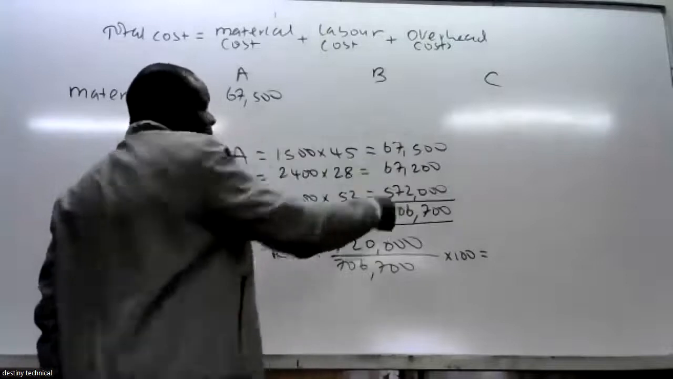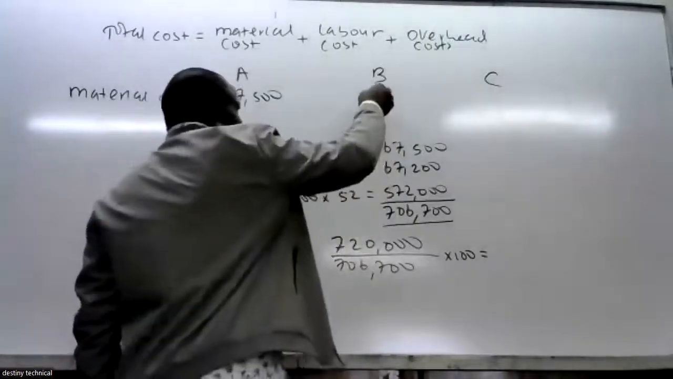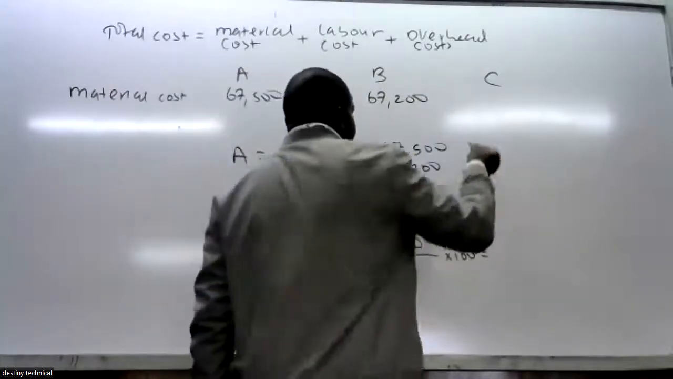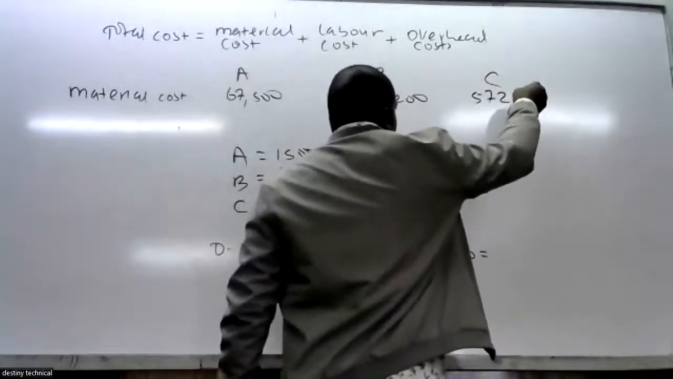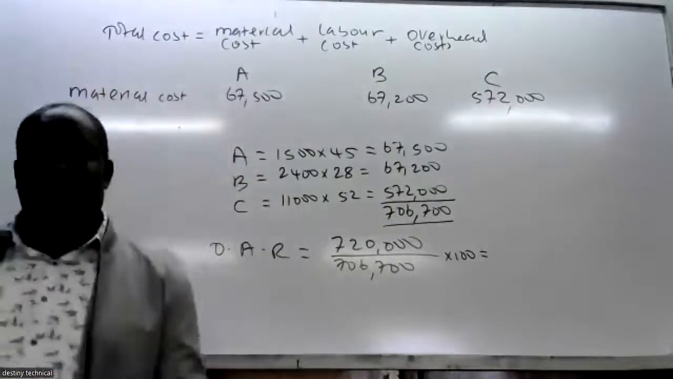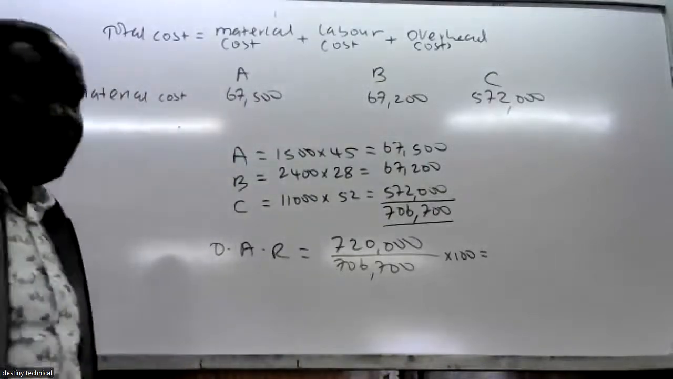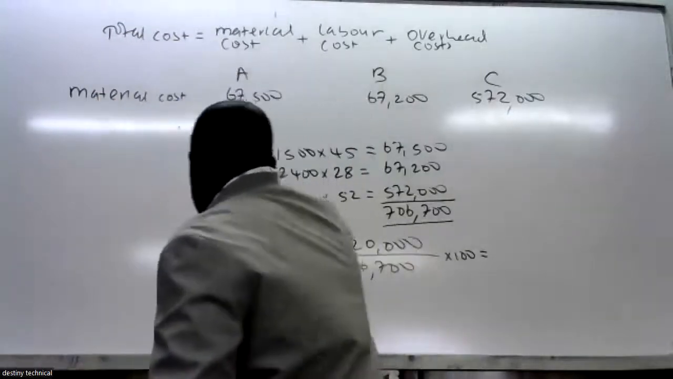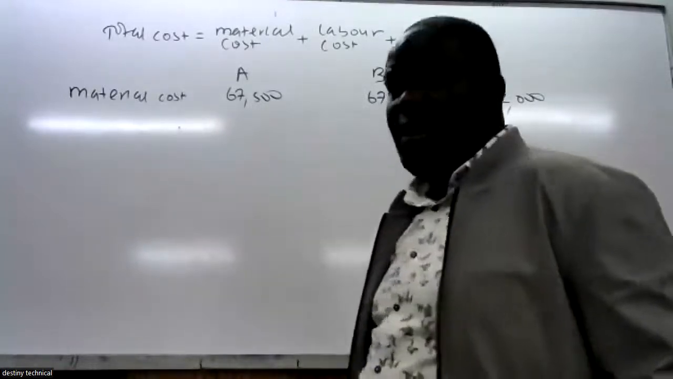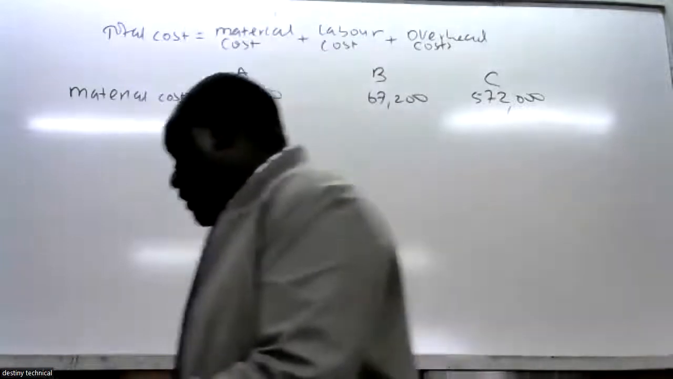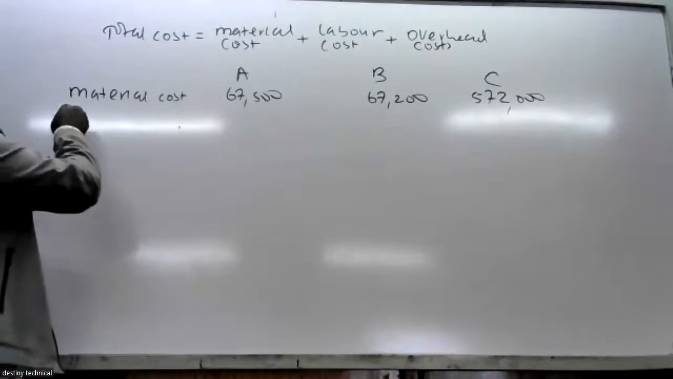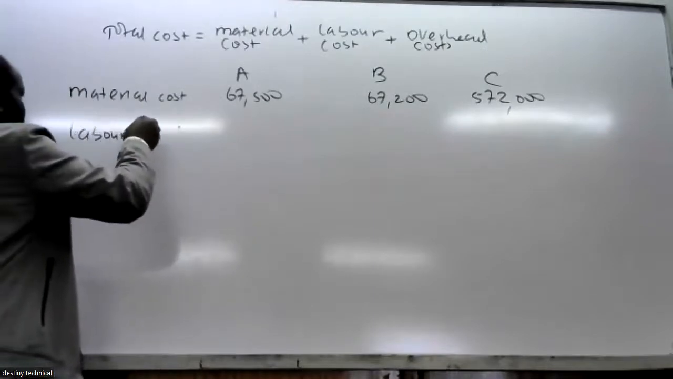We have already calculated them. You can see them. This one is 67,200. This other one is 572. That order. So that is meant to be the material costs. So after the material cost, the next item is going to be the labor cost.